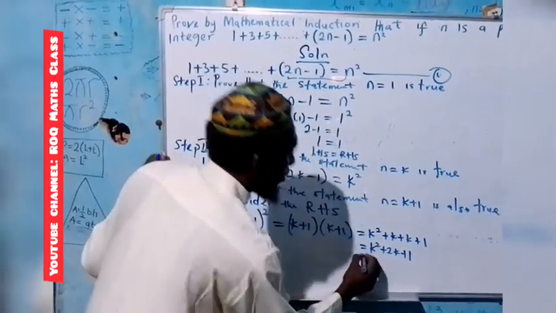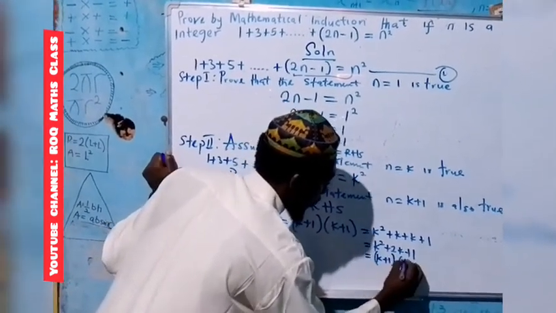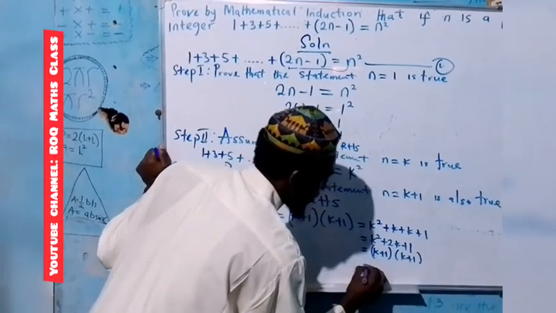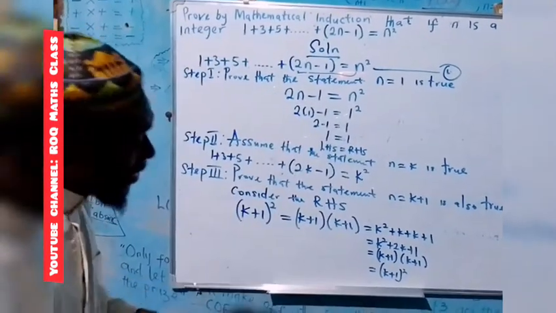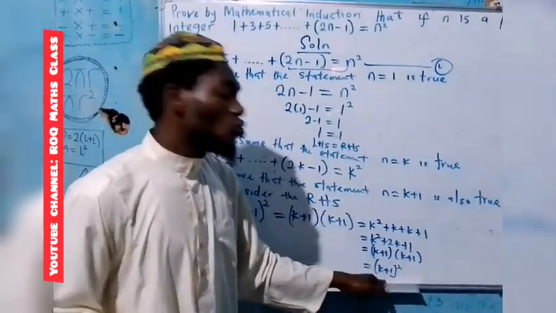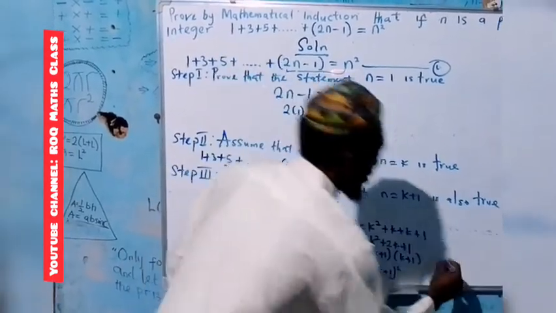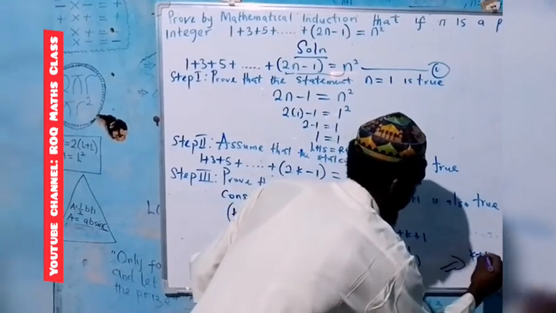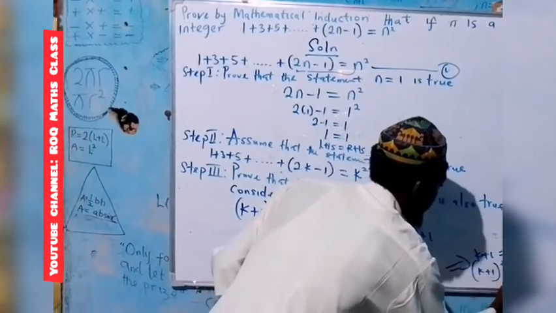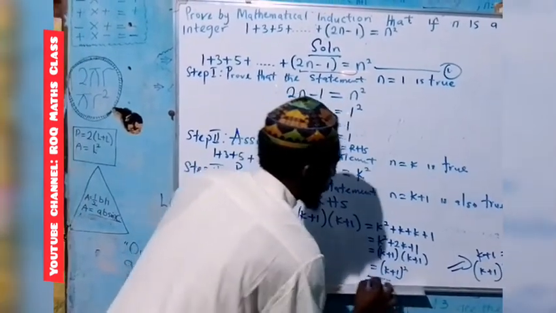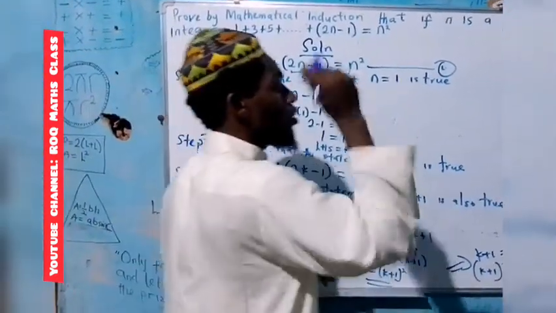Then you factorize it back. By factorizing this back, I'm going to have k plus 1 times k plus 1, which is the same thing as k plus 1 all squared. Because my k plus 1 is equal to n, k plus 1 squared is the same as n squared. So finally, we have already proved by mathematical induction. Thanks for watching Rock Math class.